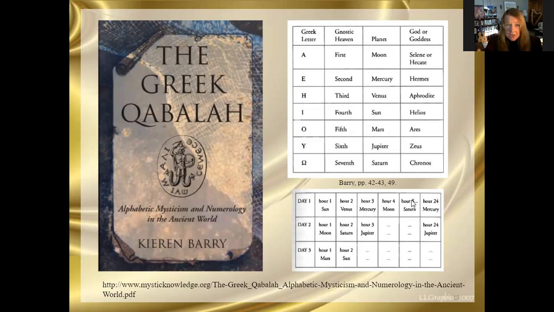You can break things up into hours, just like Agrippa does with magical hours, the hours of the day, and what planet they're associated with, and so on. You can do the same thing in Greek.